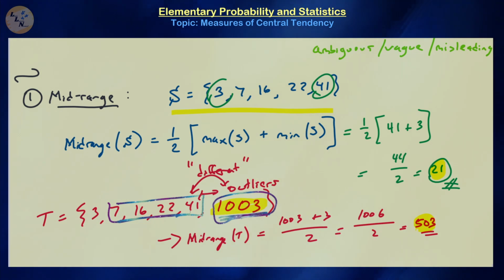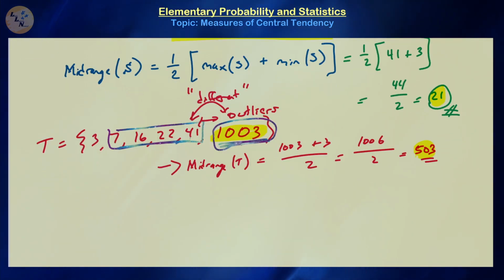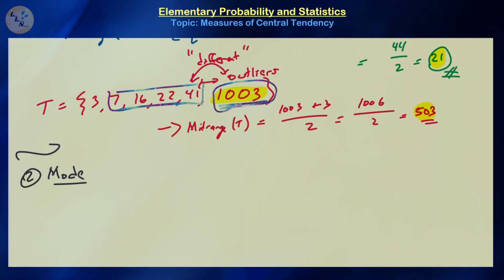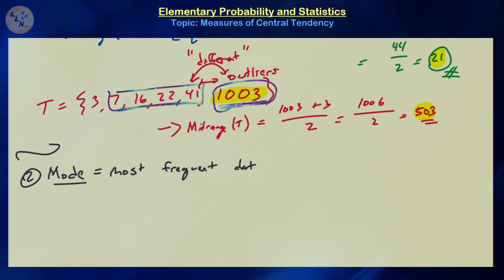So that's the mid-range. What is another measure of central tendency that isn't too hard to calculate? That would be the mode. The mode is the most frequent data element in a set.